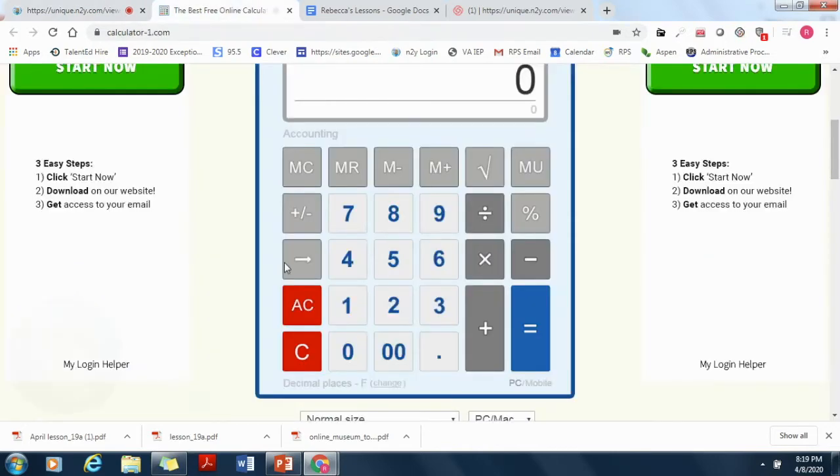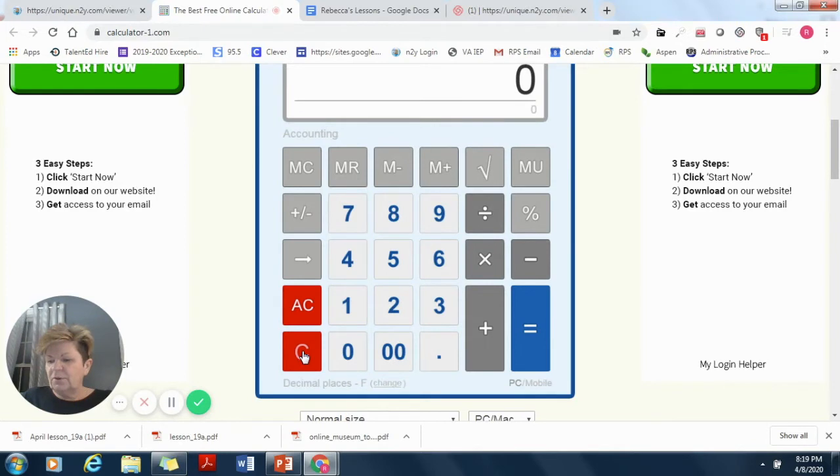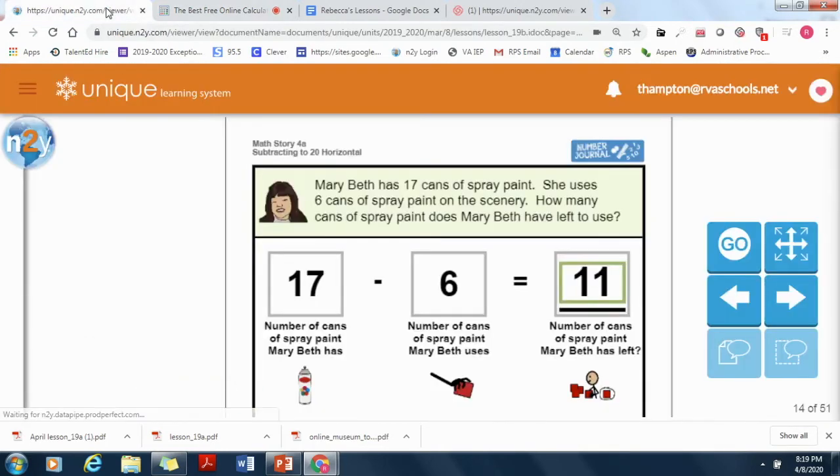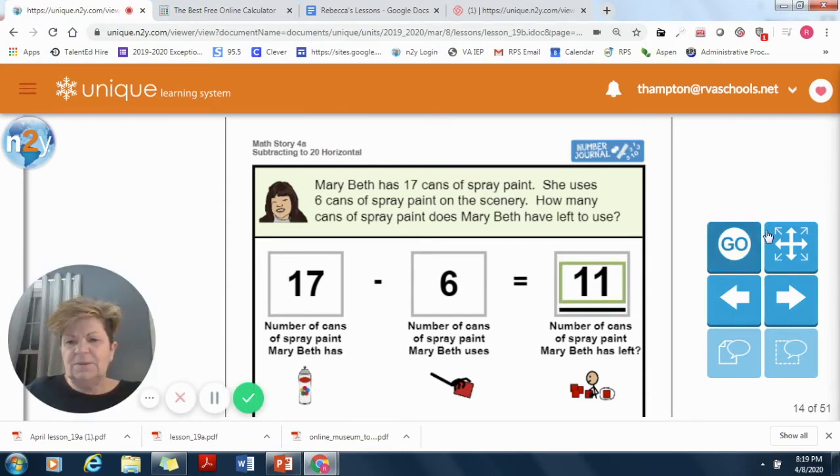Let's double check on our calculator. We clear it even though it says 0. Make sure if you're using it on your phone, you're super careful because those are just by touch. And sometimes you can hit the wrong number without realizing it. So we need 17 minus 6 equals 11. Do we match? Indeed, we do.